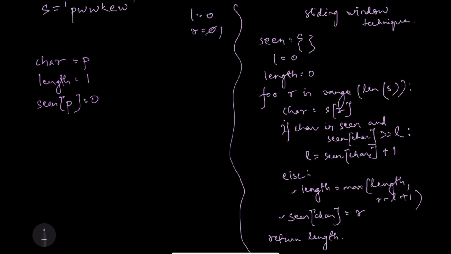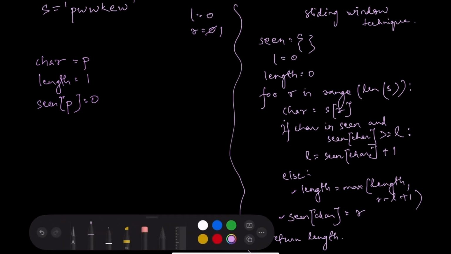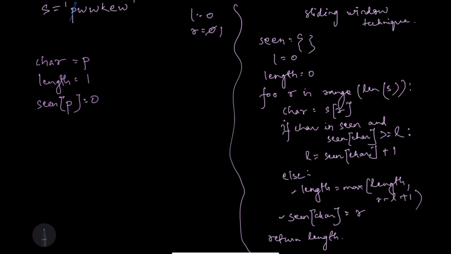So our R would now be 1. As our R is 1, our character would be different now. So we have iterated through P. Now our character is W.